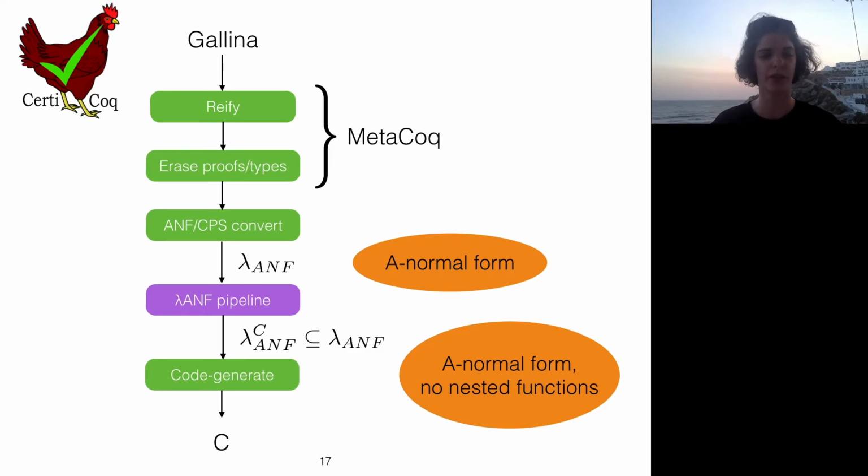Then, after some code simplifications, it translates the code to lambda ANF, CertiCoq's core intermediate representation based on a normal form. It does so either with a direct or a continuation passing style transformation. Then there is a multipass optimizing pipeline that translates the code to lambda ANFC, a subset of the lambda ANF language without nested functions. Lambda ANFC is a low-level representation that does not have closures, and therefore it can be code-generated easily to a first-order low-level language. CertiCoq's backend generates C code that can be then compiled correctly with a CompCert-verified compiler.